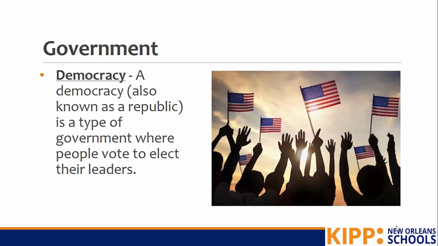We have what's known as a democracy, also known as a republic. So democracy and republic are synonyms. This is a type of government where people vote to elect their leaders. And so let's think about what we already know about American government today. We know that in 2016, we had an election where Hillary Clinton and Donald Trump were both running for president. And the way that we chose the president is that people voted to elect that leader. So in America, we have a democracy where we vote for our leaders.